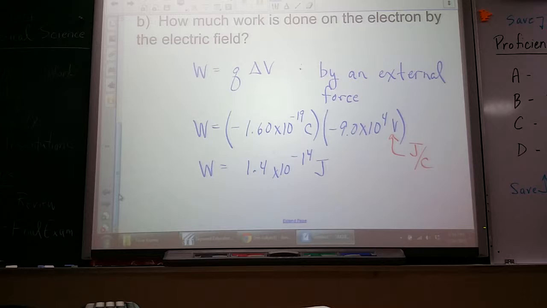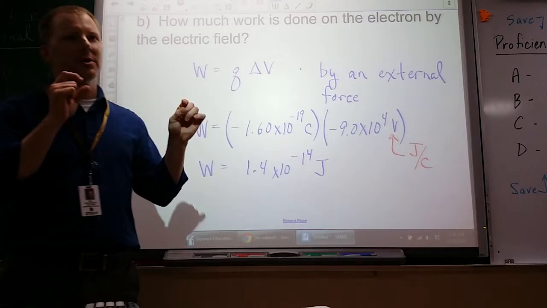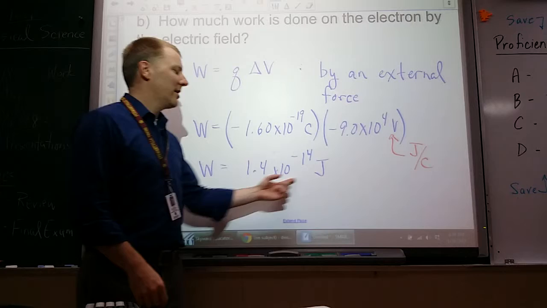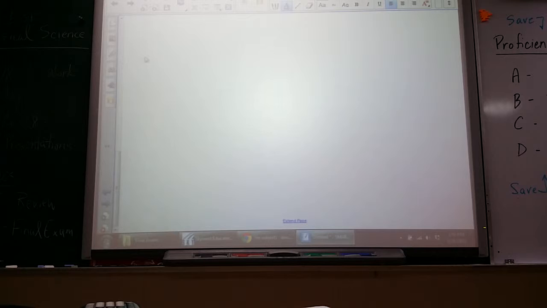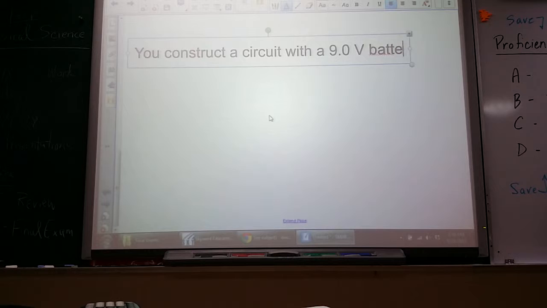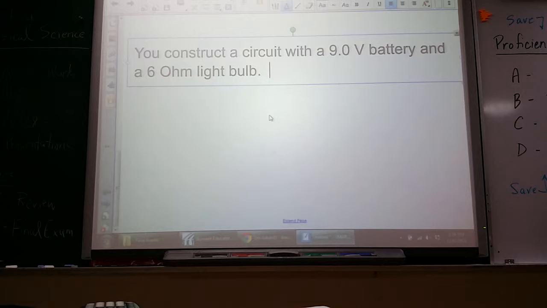So now we're going to switch quick over to a couple of circuit problems. Voltage is still used here. That's always measuring the change in potential that a charge will have from one point to another. So as it goes through the circuit, it's losing that much energy. So let's say that you've got a circuit with a 9-volt battery and a 6-ohm light bulb. How much current will flow through the light bulb?